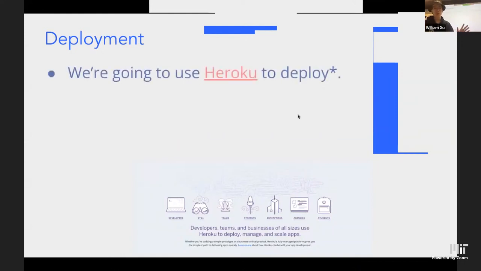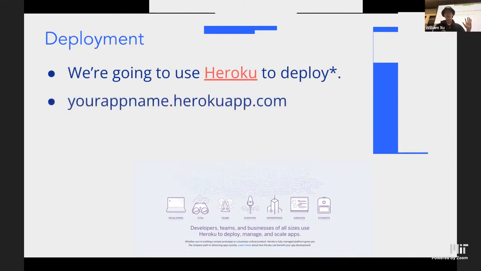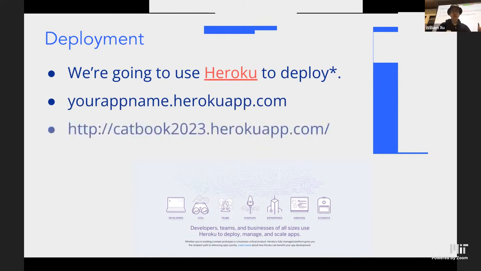So first, we're going to use Heroku to deploy. It's a really great service because it's free with this asterisk. And your app will basically end up being deployed at this URL, which is yourapp.herokuapp.com. And then the one we use for this year is if you go to weblab.is/example, you'll see that we deployed Capbook 2023 using Heroku as well. And you might need a credit card number, but we'll get to this in a little bit.